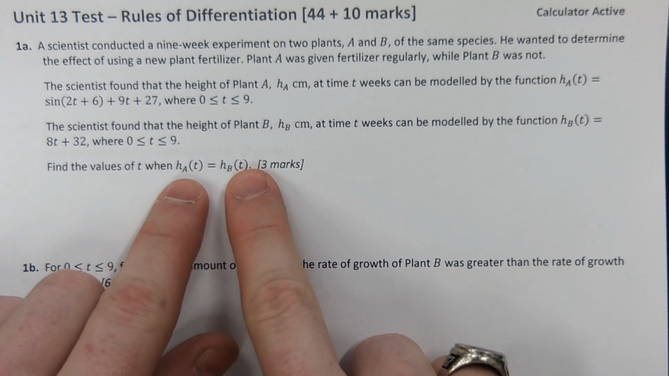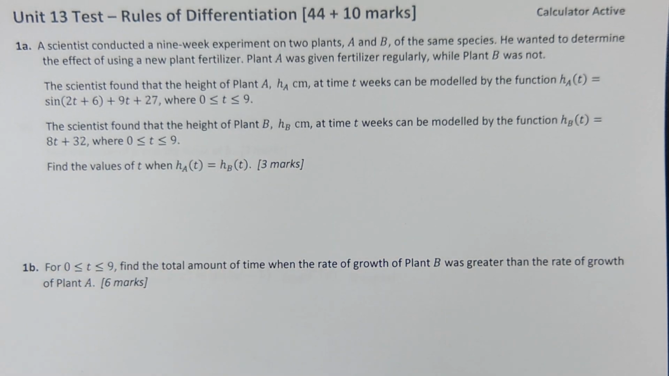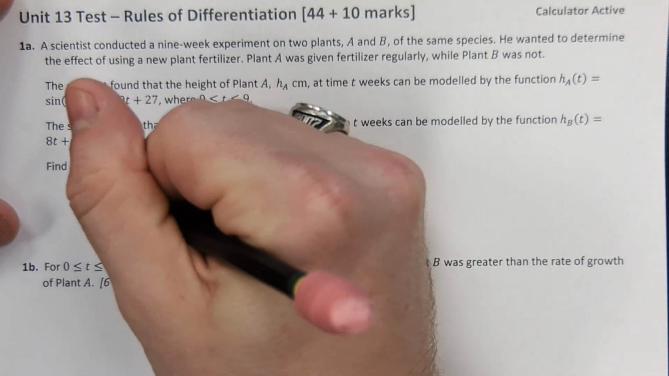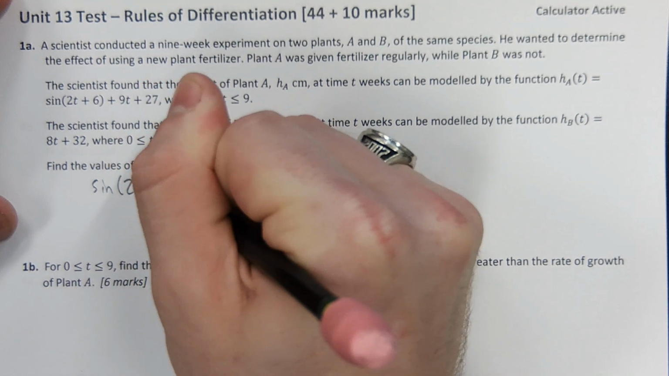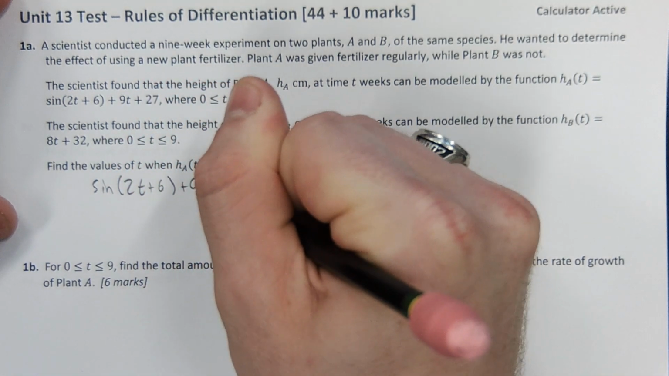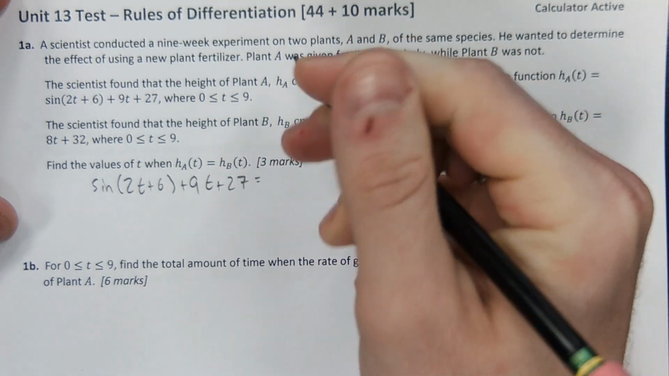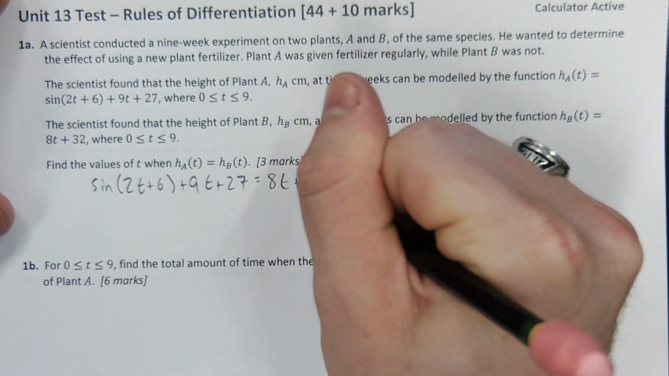Their first question literally just says, when are these two things equal to each other? You were just supposed to set them equal to each other. This is a calculator test. You don't get any rewards for doing a bunch of algebra, so you just let the calculator tell you exactly what you were supposed to do. Sine of 2t plus 6 plus 9t plus 27 equals 8t plus 32.